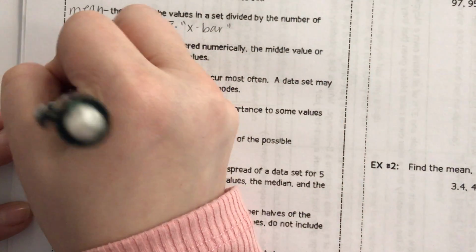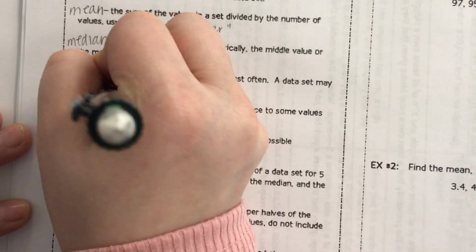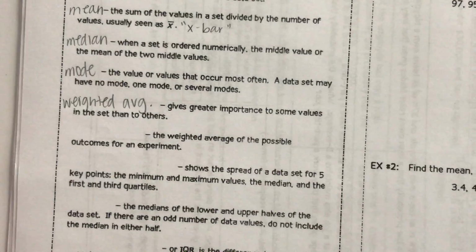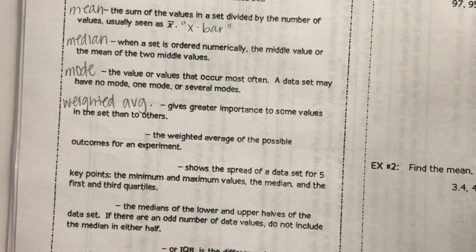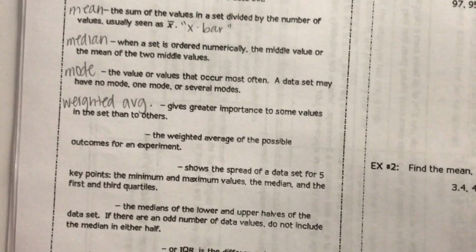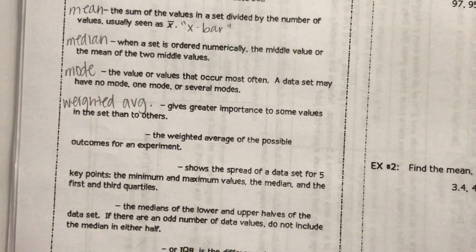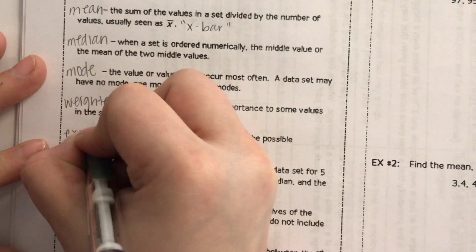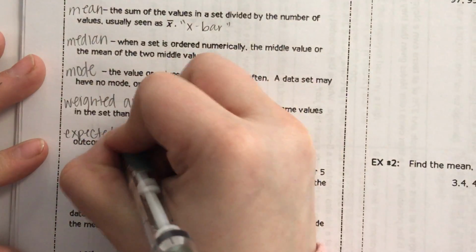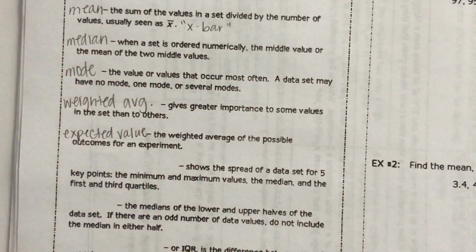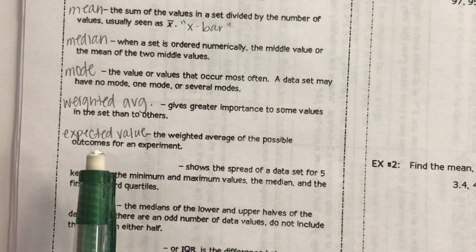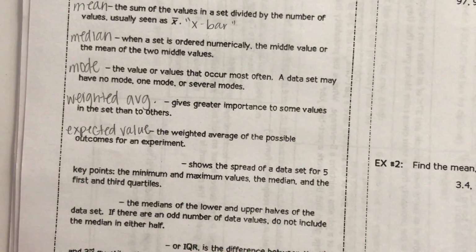So a weighted average gives greater importance to some values in the set than others. And we won't really deal a lot with weighted average, but it's important to know what it is. Expected value. Like I said, there's a lot of vocab words. The weighted average of the possible outcomes for an experiment. So we're going to do a little bit with expected value towards the end of this lesson.